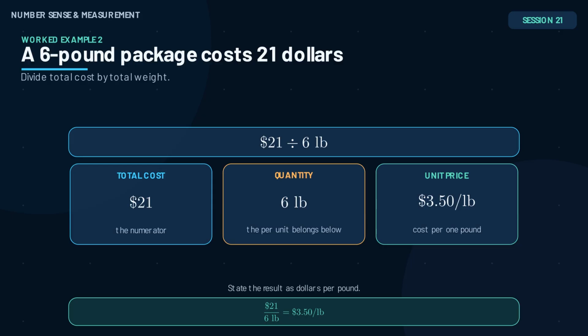A 6-pound package costs $21. Divide total cost by total weight. 21 divided by 6 is 3.5. The unit rate is $3.50 per pound. The word per places pounds in the denominator.